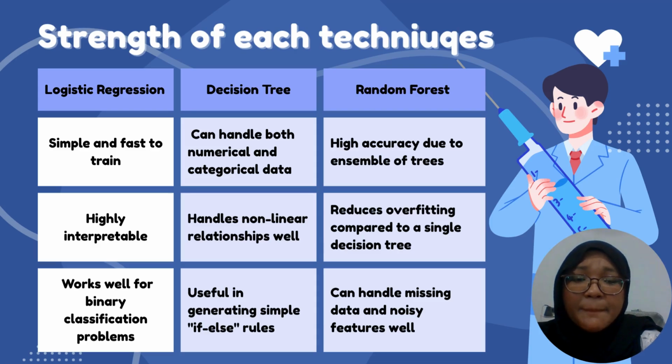Logistic regression is simple and fast. It is also very interpretable, making it ideal for medical professionals who want to understand the factors influencing a diagnosis. Decision trees are great for handling both numerical and categorical data. They generate easy-to-follow rules, which make them useful for non-technical staff in clinical settings. Meanwhile, random forest is an ensemble method that offers high accuracy and better generalization. It reduces overfitting by combining many trees and can handle noisy data.